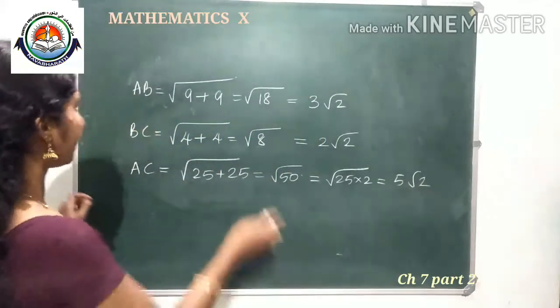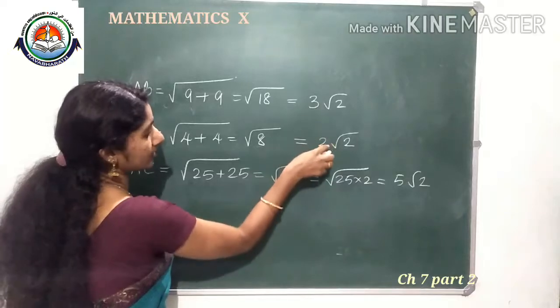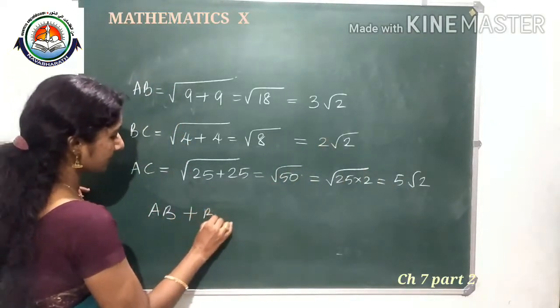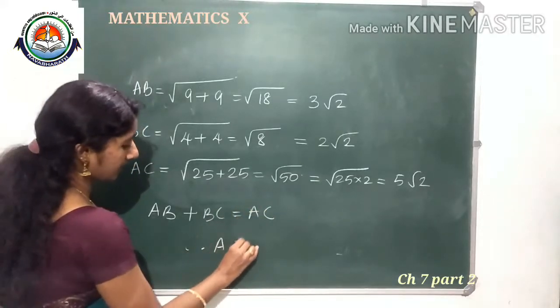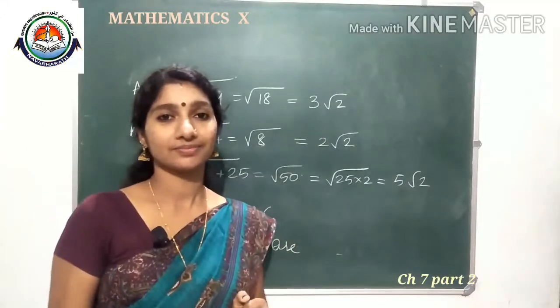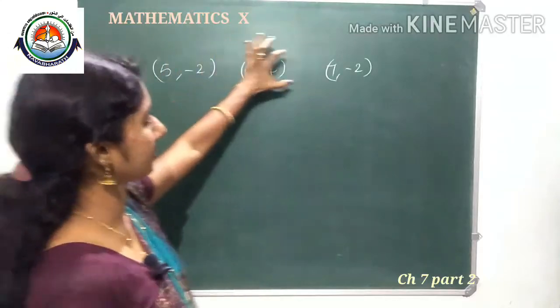See here, the AB length 3 root 2 plus 2 root 2 is 5 root 2. So here AB plus BC is equal to AC. Therefore A, B, C are collinear points. Got it?